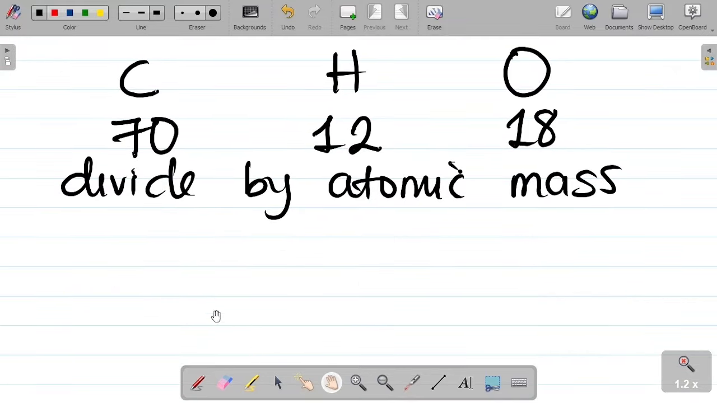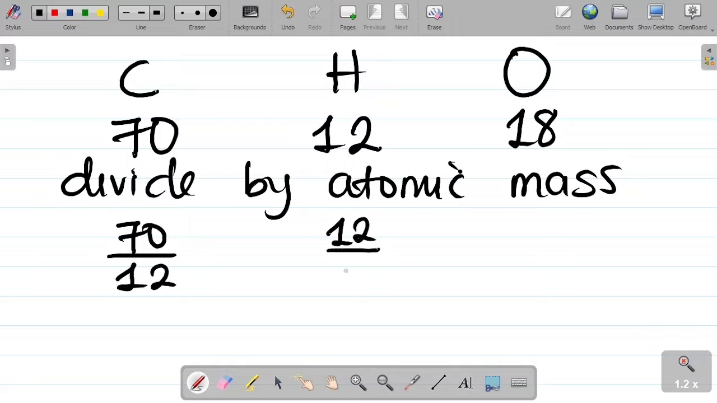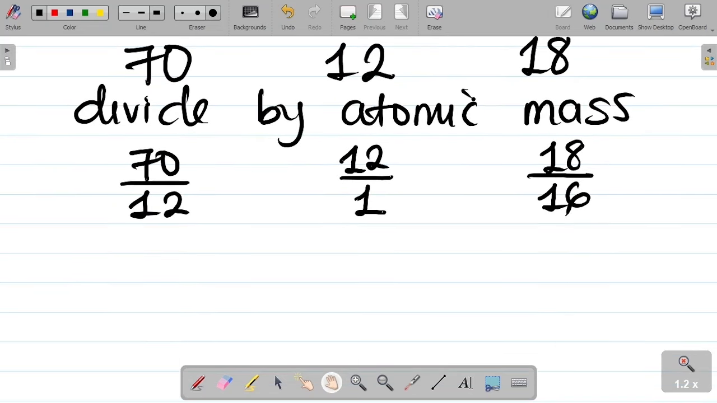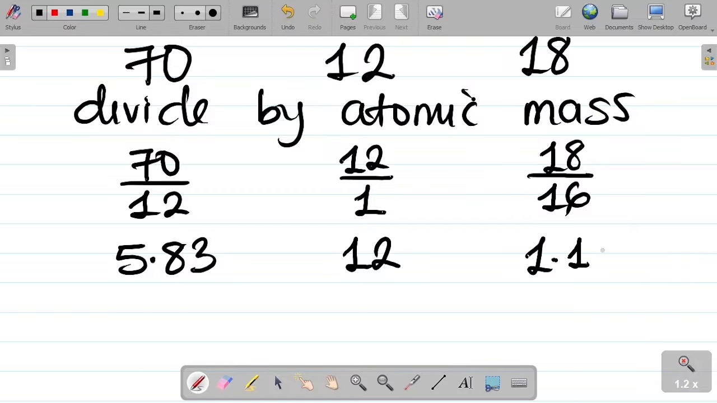If we do that, for carbon it becomes 70 all over 12. For hydrogen, the atomic mass is 1, so 12 over 1. For oxygen, the atomic mass is 16, so 18 over 16. Let's do this division. 70 over 12 gives 5.83. 12 over 1 gives 12. And 18 over 16 gives 1.125.